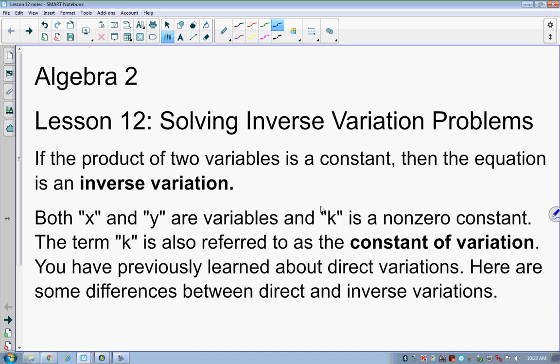All right, from here, lesson 12, solving inverse variation. Like I said, you guys have done direct variation. That's that y equals kx. Now we're going to talk about inverse variation.